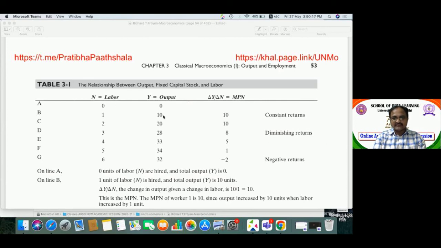Delta Y what? This is the change in the level of output. 10 minus 0, that is 10, upon 1 minus 0, which is 1. So 10 by 1, that is 10. And 10 is what? MPN, the marginal productivity of labor. Got it? So this is 10.